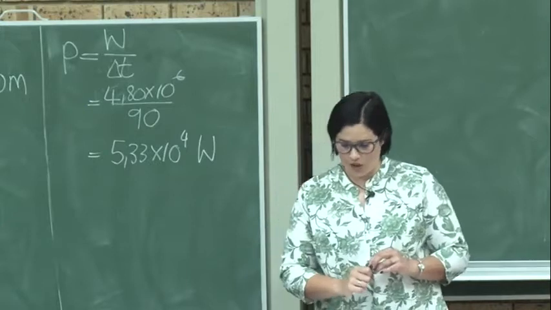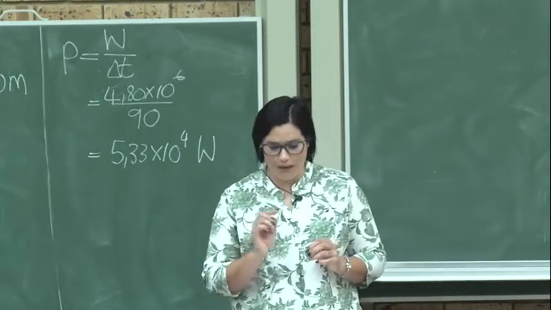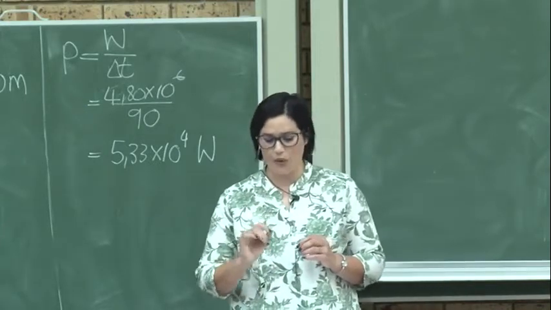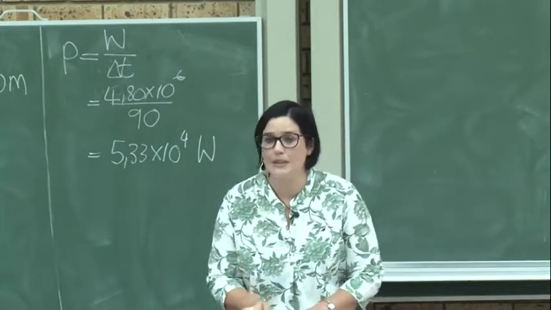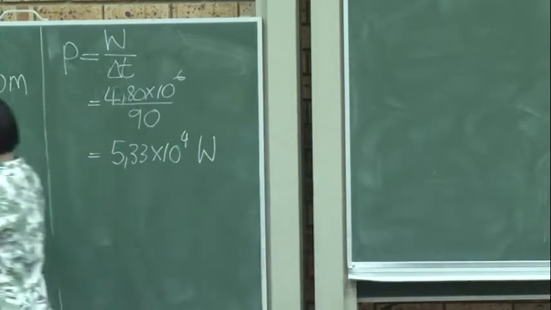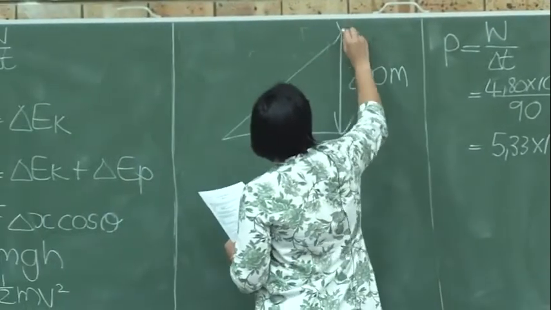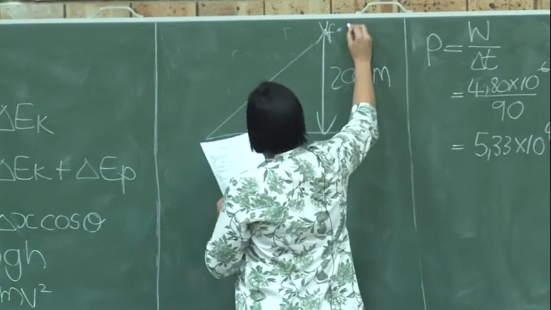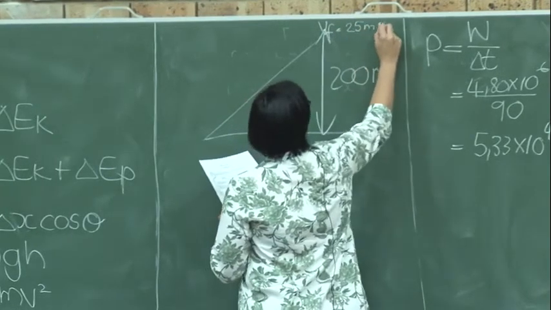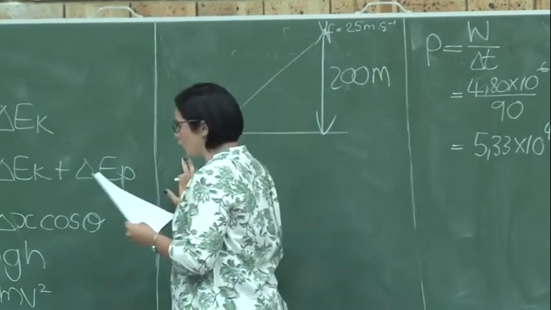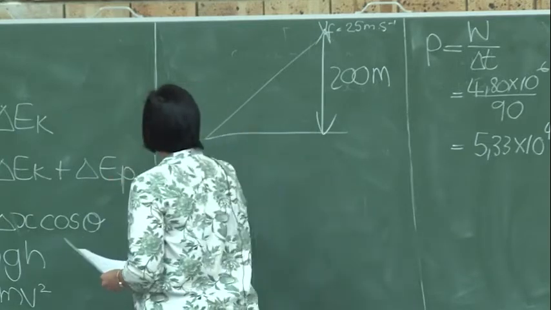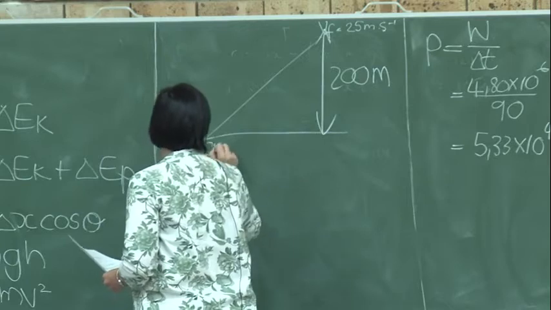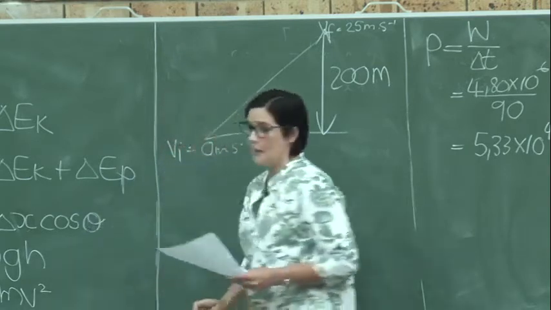But for the next question, they tell us that the speed of the vehicle when it reaches point B is 25 meters per second. So it's moving up the incline, and when it reaches this point, it is 25 meters per second. And they also told us that at point A, it was at rest. So in other words, my initial velocity at point A is 0 meters per second.